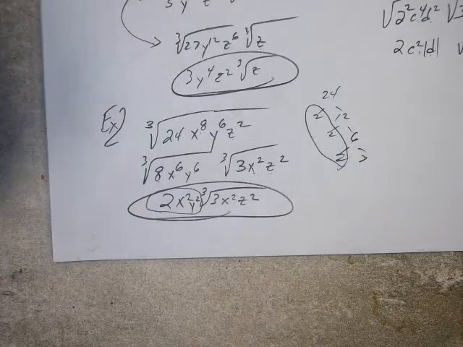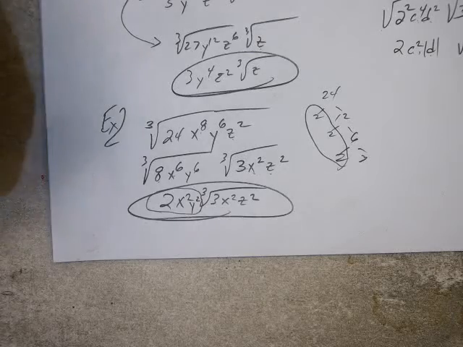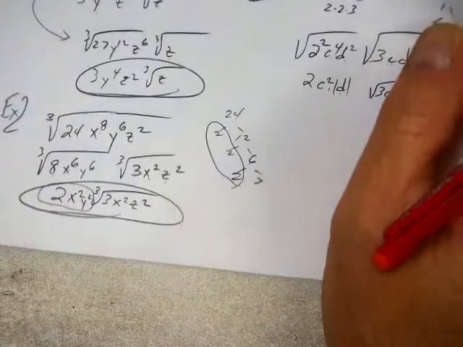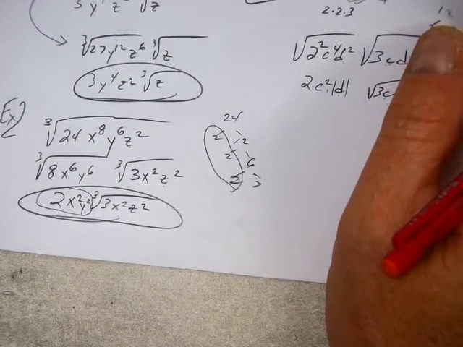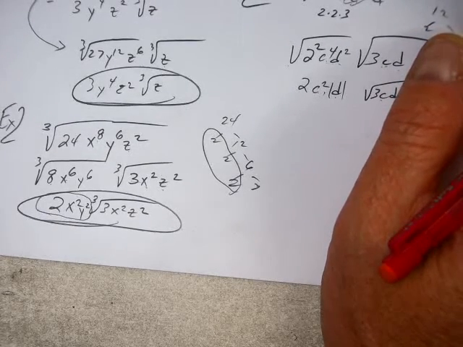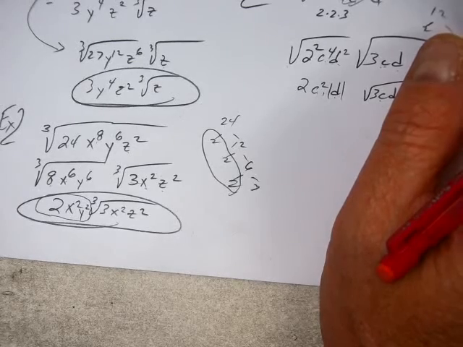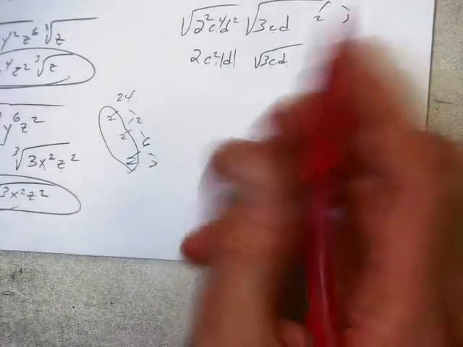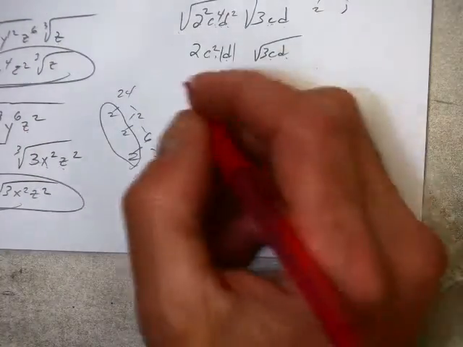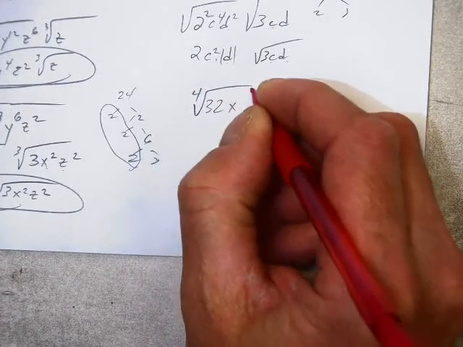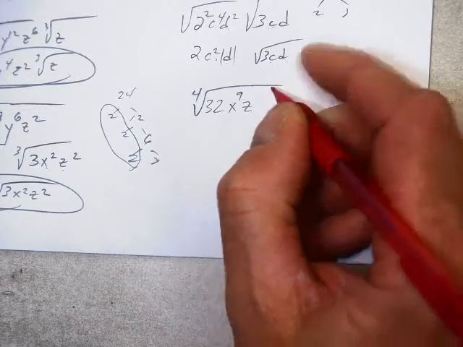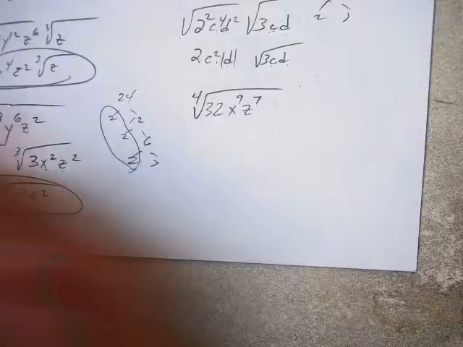So, show me with your thumb gauge where you are at on doing this. Okay. We've got other stuff that we've got to work on as well. One last one. Fourth root of 32 x to the 9th. I'll just go z to the 7th, since I forget y anyway.